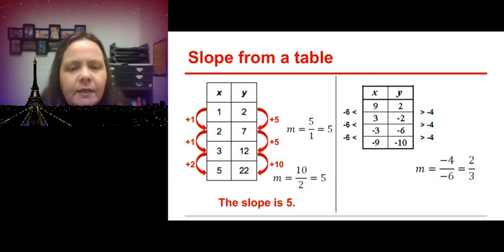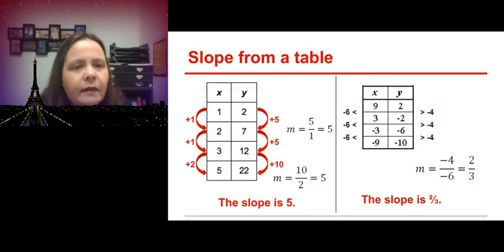And when I calculate my slope, I get my change in y, which is negative 4, over my change in x, which is negative 6. And negative 4 over negative 6 reduces to 2/3. So here we did not end up with a whole number, and that's perfectly okay. This just means that every time y changes by 2, x changes by 3. And the slope here is 2/3.